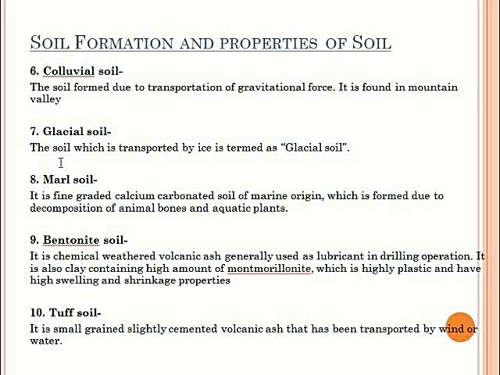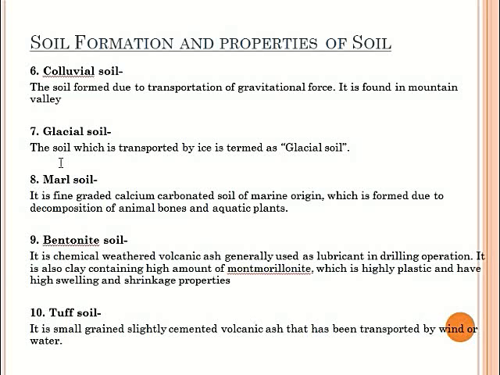Seventh one is glacial soil. The soil which is transported by ice is known as glacial soil. Eighth one is marl soil. It is a fine graded calcium carbonate soil of marine origin which is formed due to decomposition of animal bones and aquatic plants. That type of soil is known as marl soil.